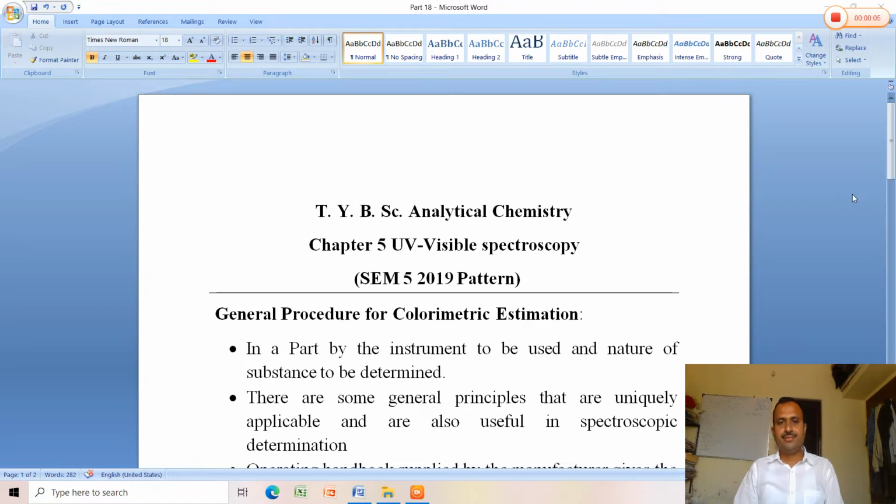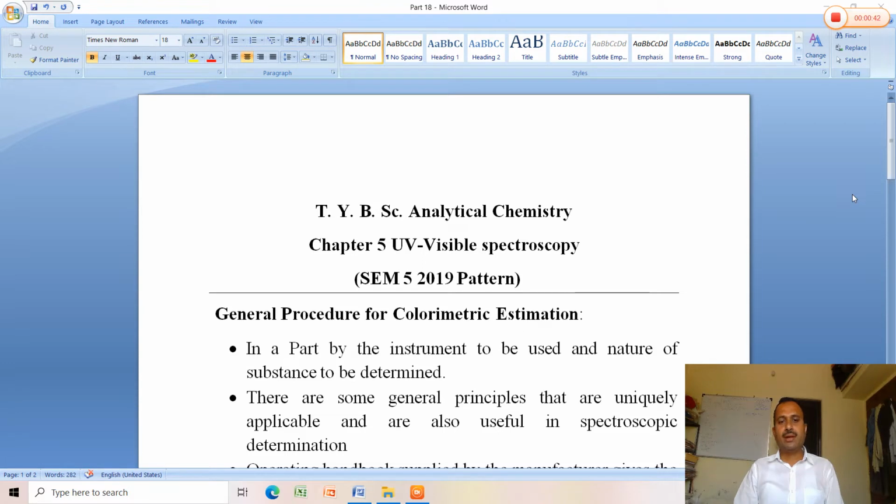Good afternoon, friends. In the last few lectures, we have learned about the UV visible spectroscopy chapter. Here, we will continue the UV visible spectroscopy chapter, but the theory involved in this video is different from the remaining ones, because in the last few lectures we learned about the basic instrumentation involved in the colorimeter and spectrophotometer or any type of photometry. But in this video we will learn something different.